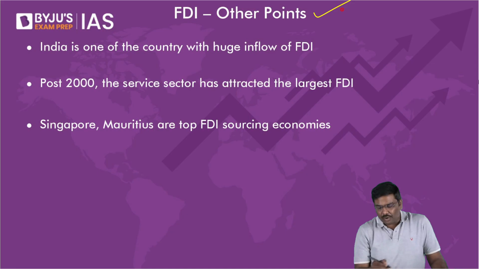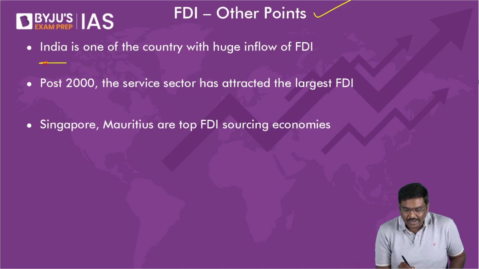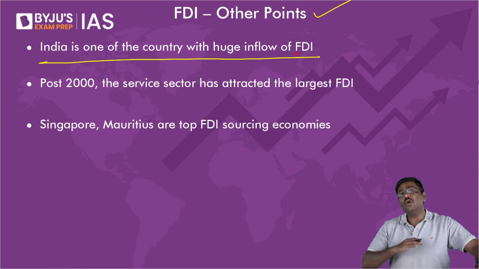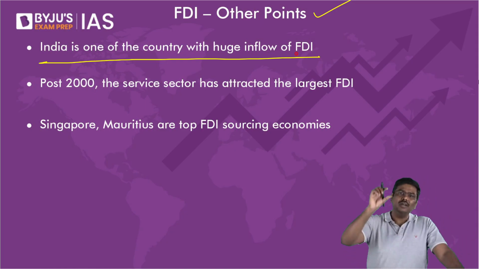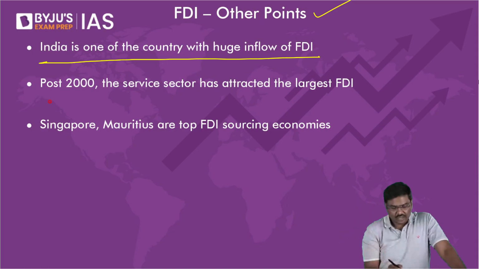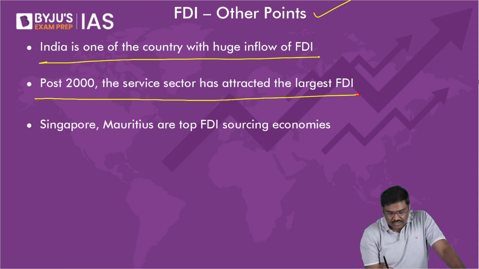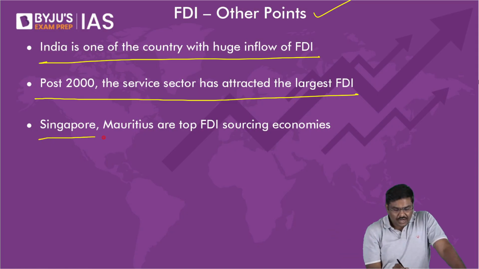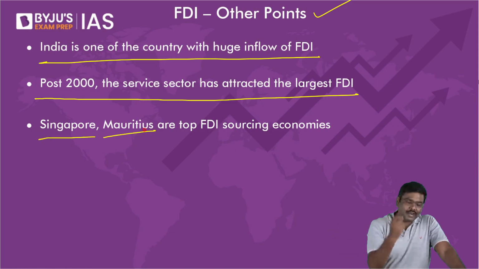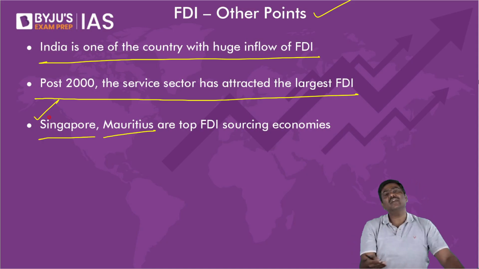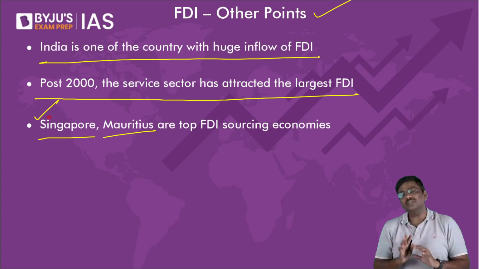Now, what are the other important points regarding FDI? India is one of the countries with a huge inflow of FDI. We receive a lot of FDI. Generally, we are in the top 10 countries in terms of receiving FDI. Post 2000, the services sector has attracted the largest FDI in India. Which countries contribute greatly to the inflow of FDI in India? USA, Singapore, Mauritius. From these countries, we attract a lot of foreign direct investment.